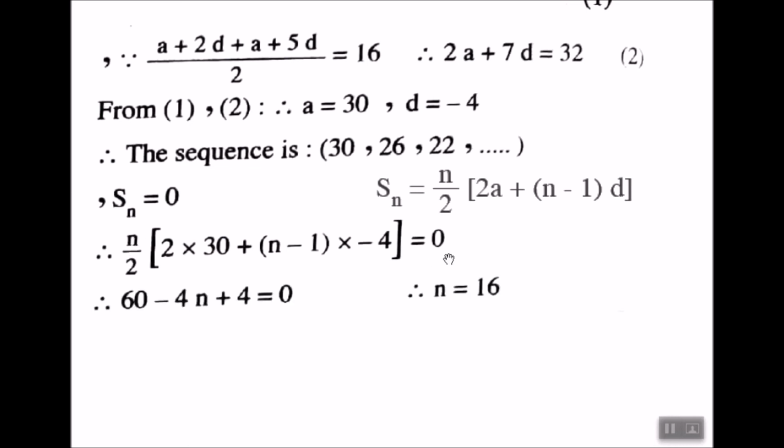So n over 2 equals 0, and this is a neglected solution, and the brackets equal 0. Simplify the bracket: 2 times 30 is 60, minus 4n plus 4. This is equal to 0. Solve the equation, therefore n equals 16. So the number of terms required to make the sum equal 0 is 16 terms starting from the first term.